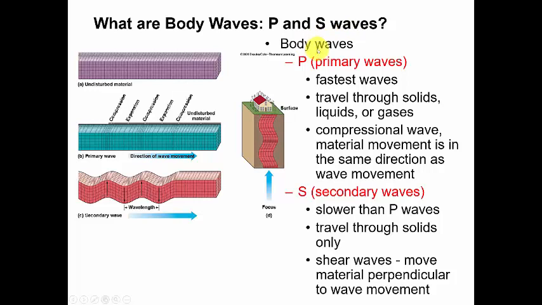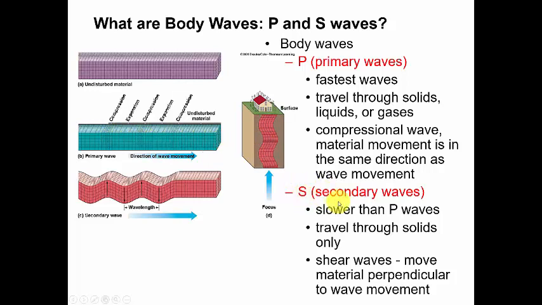P and S. So body waves: the P is primary waves. They move the fastest. They travel through solids, liquids, or gases, and they're called compressional waves because they compress; the material moves in the same direction as the wave movement. So the wave is moving this way and compresses, like shrinking, smushing together. Think of an inchworm, or an accordion, compressing, expanding. So they're moving in the same direction.